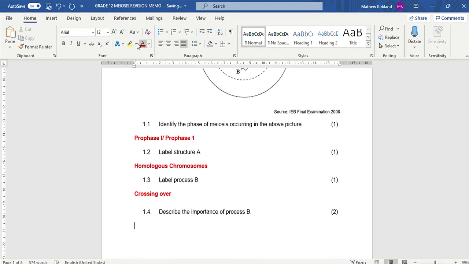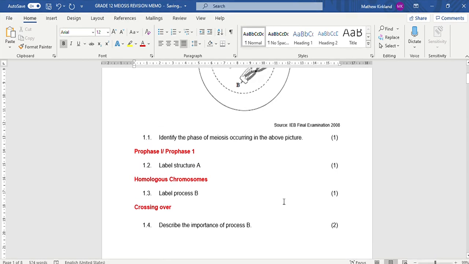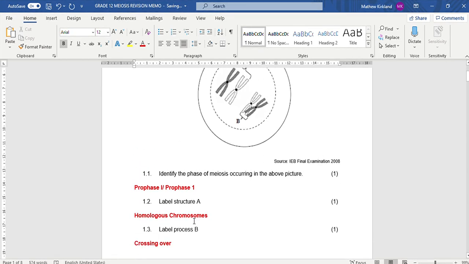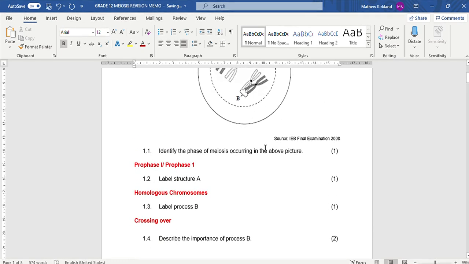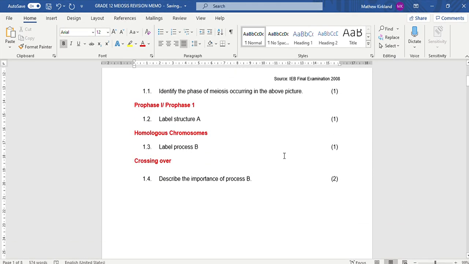Okay. Then it says, describe the importance of process B. So we're talking crossing over. We have labeled this. Why is process B very important? Well, don't tell me what it does. I'm not asking you, is it an exchange of genes? No. Why is that important? Because it creates genetic variety, as our first point. And then what is our follow-on from that?